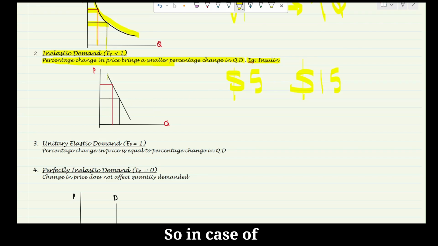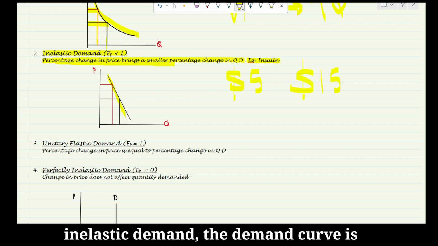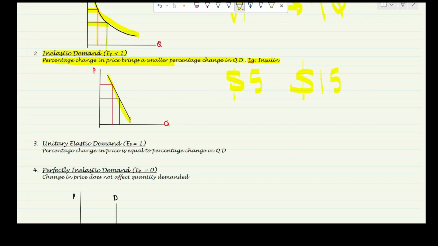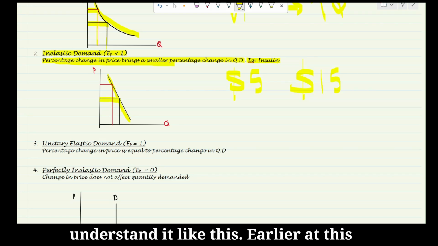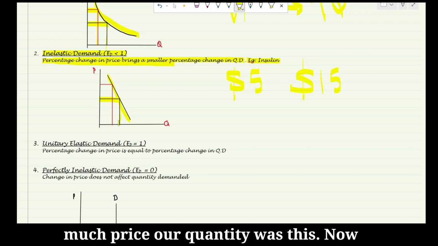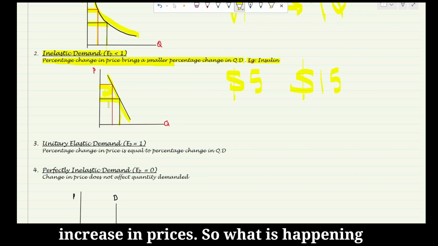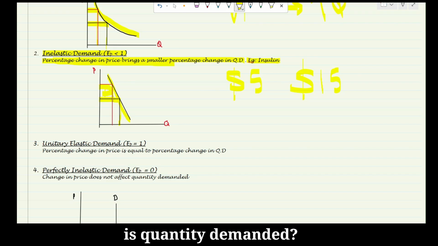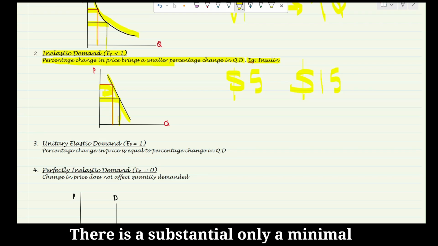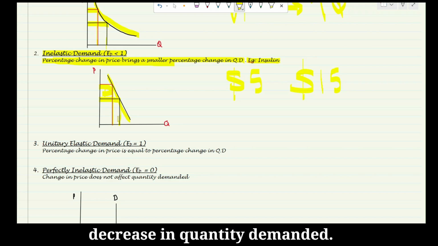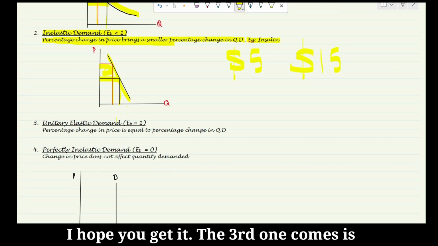So in case of inelastic demand, the demand curve is steeper. Okay, understand it like this. Earlier at this much price our quantity was this. Now you can see there is a sharp increase in prices. So what is happening is, in quantity demanded, there is only a minimal decrease. I hope you get it.